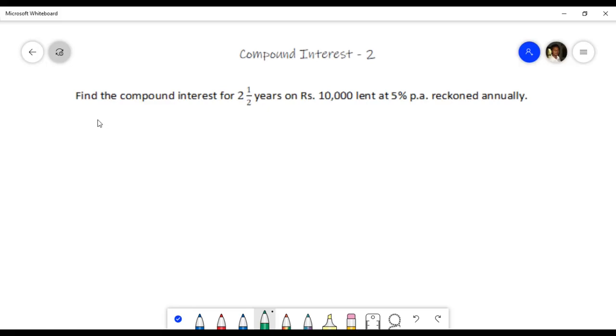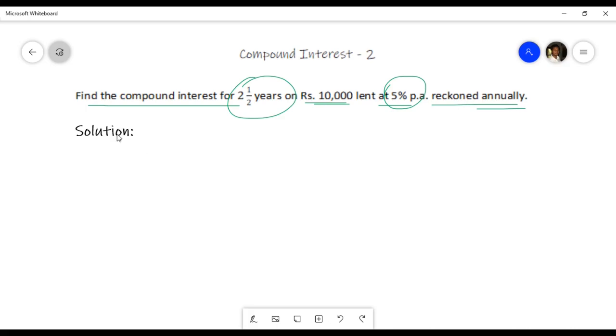We are learning the lesson compound interest, and today we will be seeing how to find compound interest when the time is given as a fraction. Find the compound interest for 2.5 years on rupees 10,000 lent at 5% per annum, taking it annually.